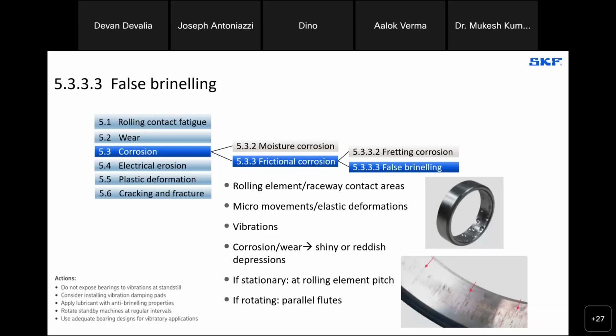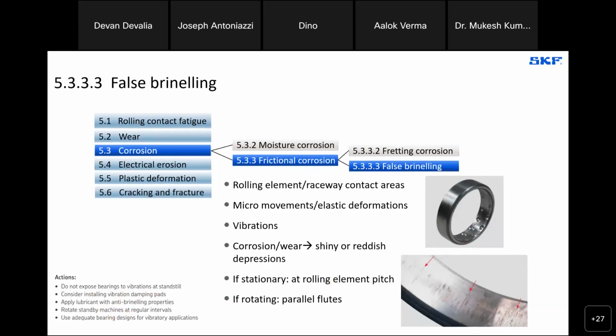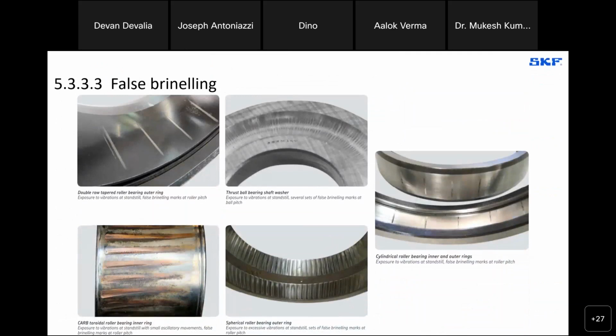And in a ball bearing, you get spherical depressions. You can get really deep ones, as you can see here. In rolling bearings with rollers, you'll have more of a longitudinal depression in the bearing. So try not to expose the bearing to vibrations. That's the key here. Dampen it somehow if you can. Okay, here are some examples.